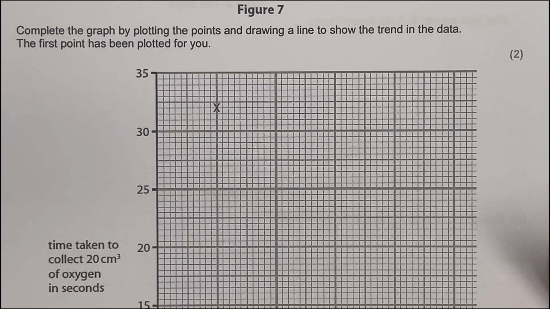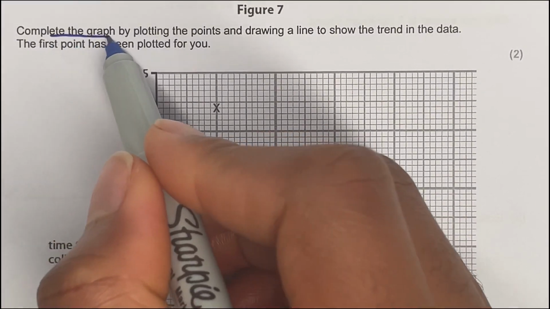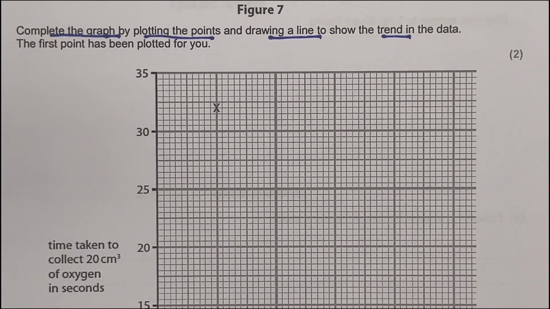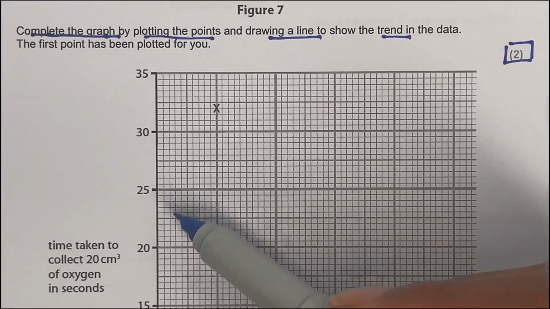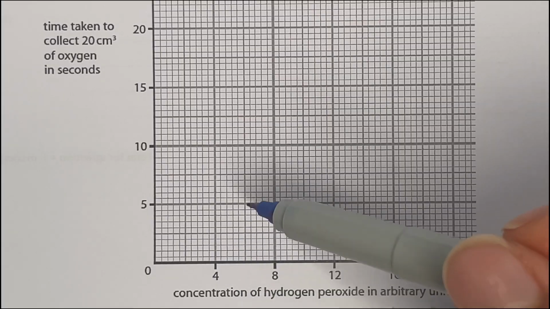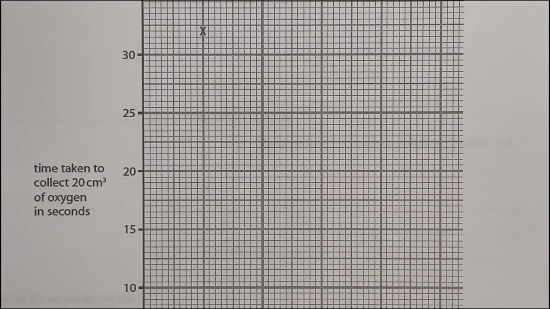The question says, complete the graph by plotting the points and drawing a line to show the trend in the data. Draw a line of best fit to show the trend. This question is 2 marks. And when it says complete the graph, that's a straightforward command. Draw on this graph. At concentration of 4, the time taken was 32. That has been done for me. You can see that has been done for me.